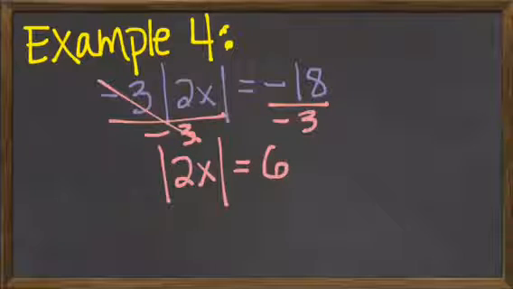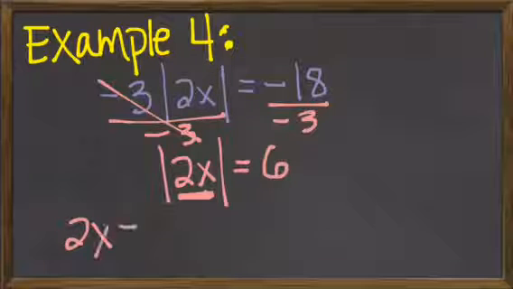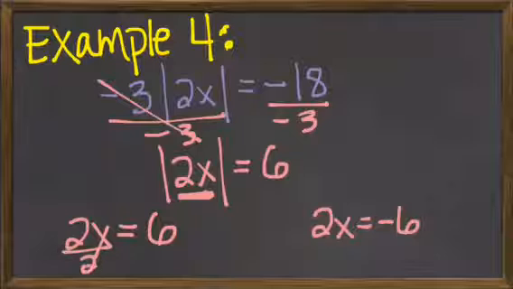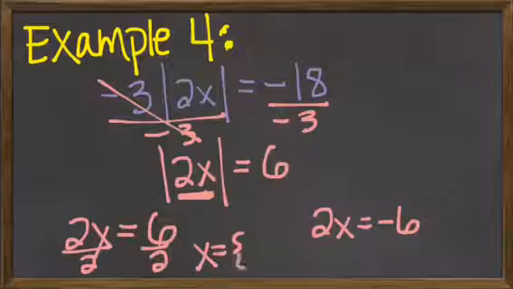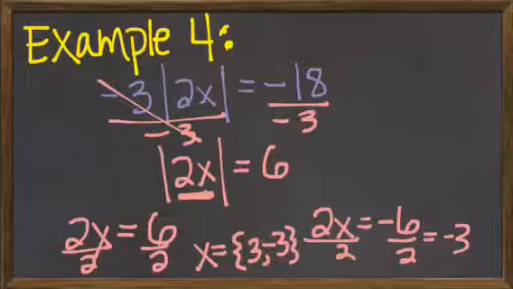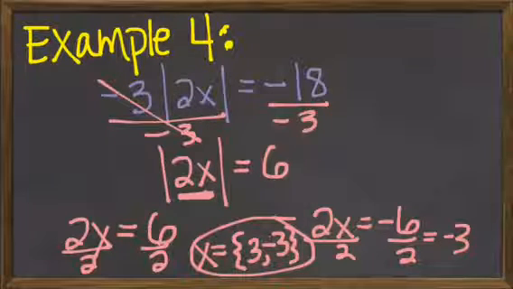If the absolute value equals positive 6, then what's inside here, this 2x, can either be equal to positive 6 or it can be equal to negative 6. We know that to get x by itself, we just divide by 2, which leaves me x equals 6 divided by 2 is 3. And over here, when we divide by 2, x is equal to negative 3. Right? And so there's your solution set.